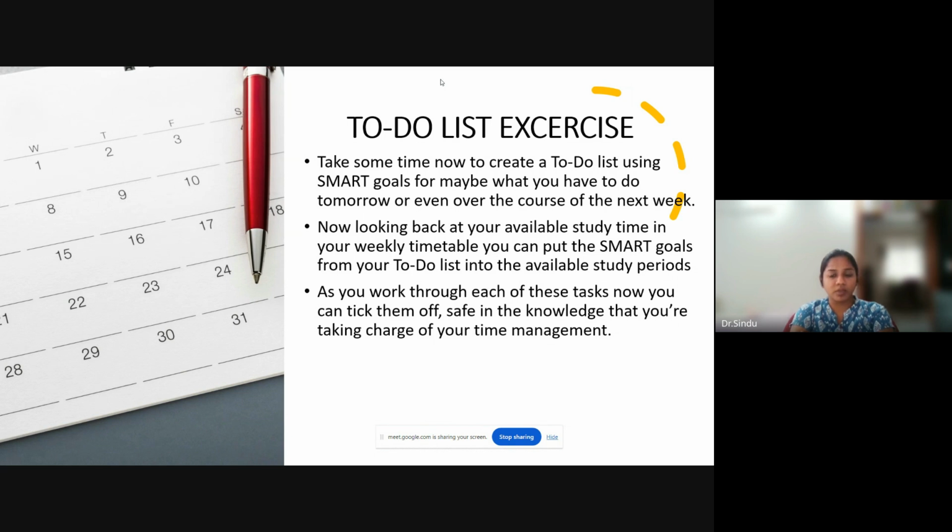So when you are prioritizing something and you complete that task within a stipulated time period, you tick it off. You will be very safe in the knowledge that you are taking charge of your time management. That is also beneficial to improve your skills and avoid procrastination. So these are all part of time management techniques.